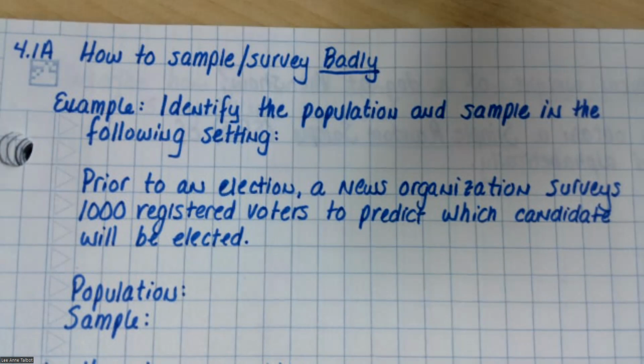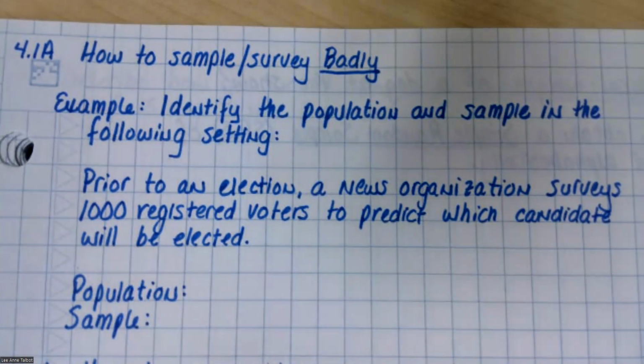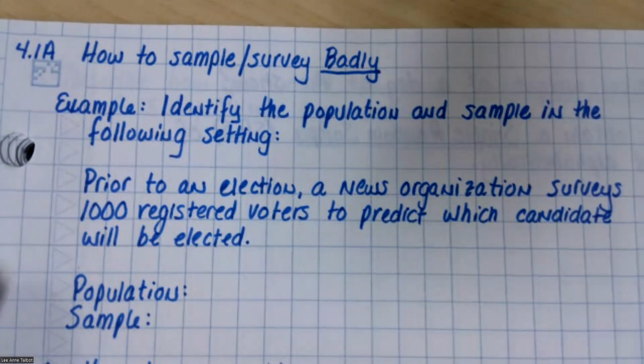Even though we did all of our definitions and stuff, which is great, we did no math today. There's not a lot of math in this chapter, except random number generation on calculators. But anyway, identify the population and sample in the following. Prior to an election, a news organization surveys 1,000 registered voters to predict which candidate will be elected. I always believe it's easier to identify the sample and then go backwards to the population. What is the sample in this case?